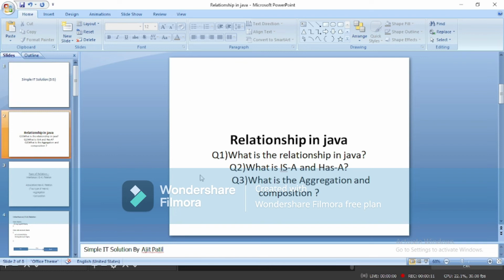Today we are going to see one important interview question that is based on the relationships in Java. It might be asked in different ways, like what are the relationships in Java? What is an is-a relationship and what is a has-a relationship? Again, it may be asked like what is aggregation and what is composition.